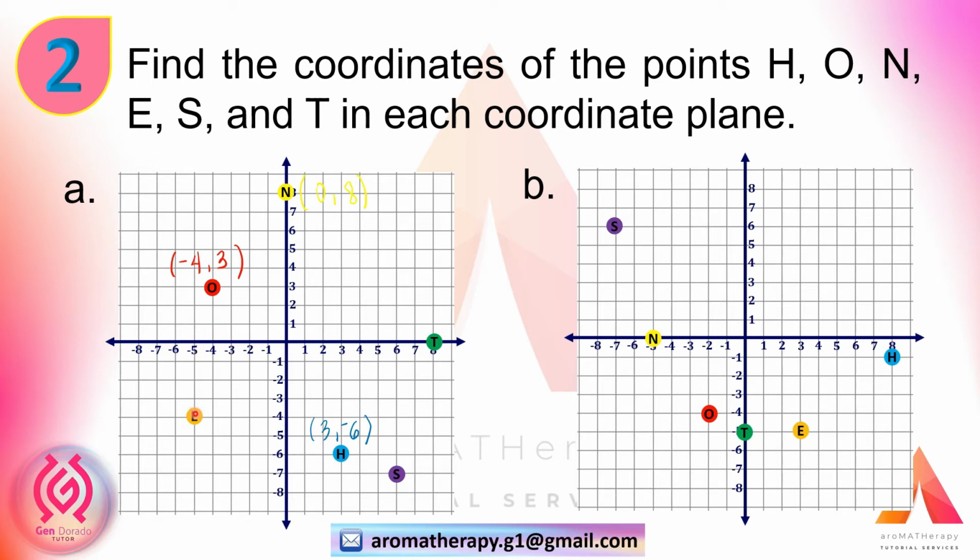Next, point E. Align. Again, mauna si X. O, si X, negative 5. Si Y, negative 4. So, you write negative 5, negative 4.